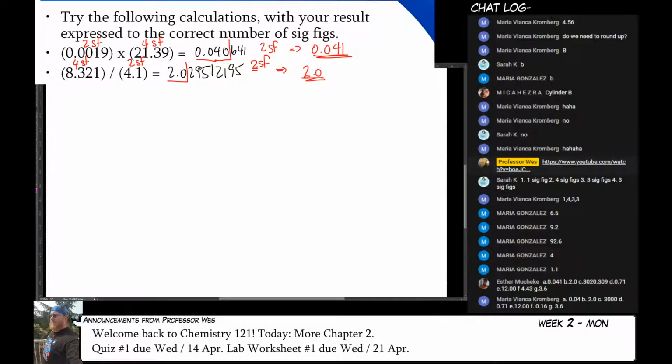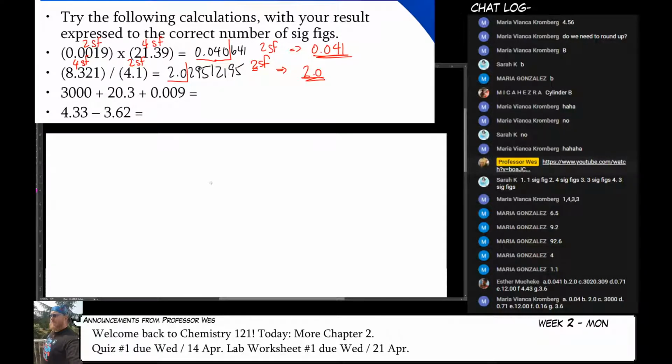All right, for the third one, I have to do addition. Let me put those on the screen here. And we'll just scroll up so that I have more space to work with. There we go. So we're going to do 3,020.3. Got to line them up so the decimal point's in the same spot for all of them. 009.